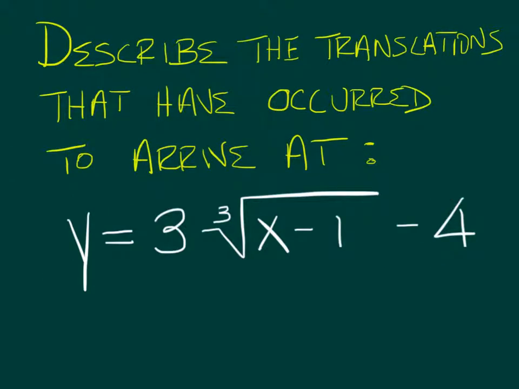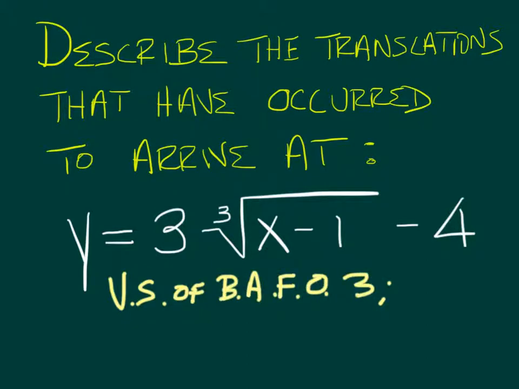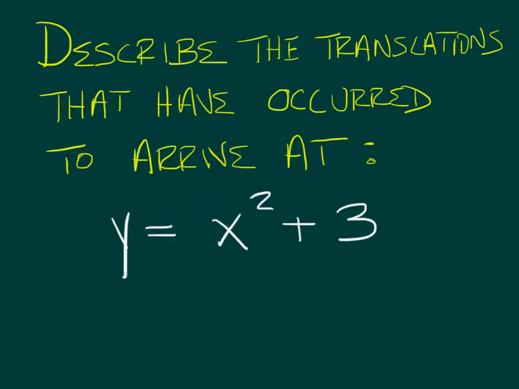What has happened to the parent function in order to get to this? Vertical stretch by a factor of 3. Right 1, down 4. Is that it? That is it. That's everything. What has happened to get to this? It's gone up 3, yeah. And that's it. Up 3.